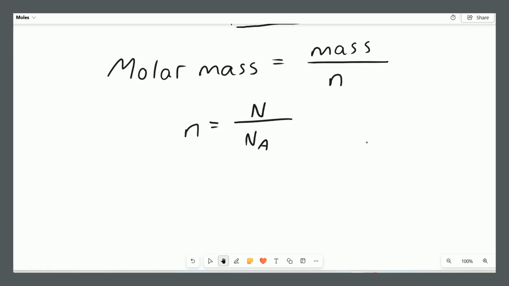Easy way to remember it is the number of particles is bigger than the number of moles. So that's why capital N is the bigger number of particles, and number of moles, lowercase n, is the smaller number.